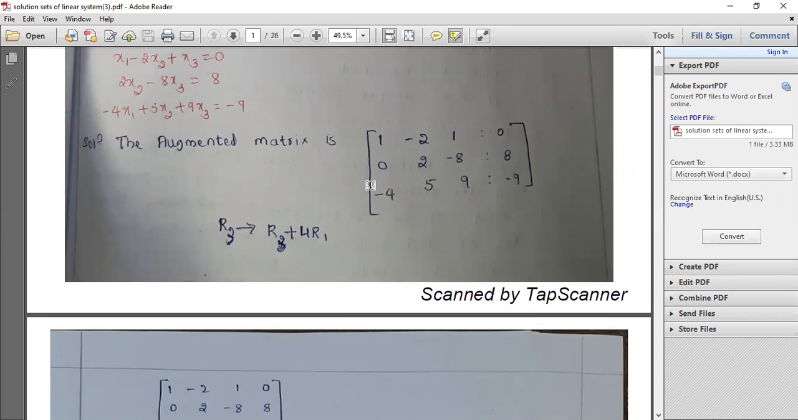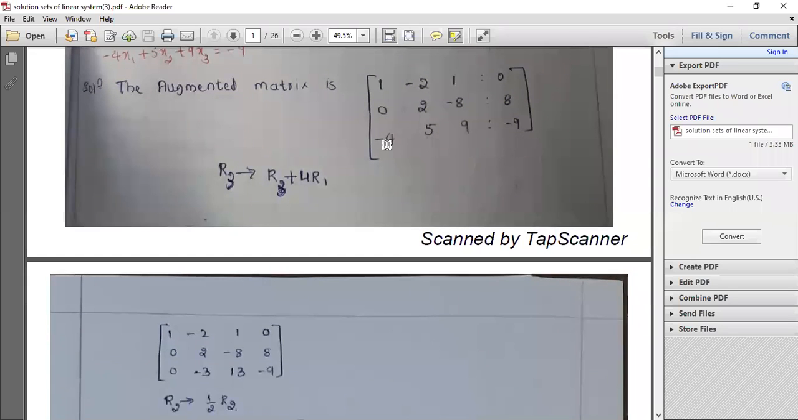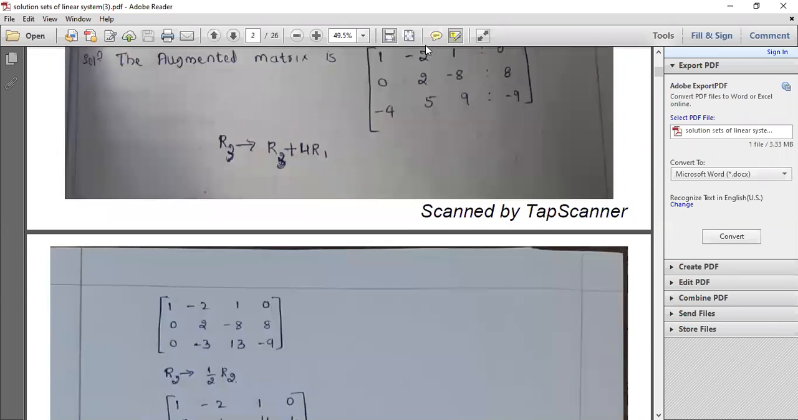So everywhere we'll be using this concept only. Now let us start with the row operation. Since here I have minus 4, I want to eliminate this. So I use R3 changes to R3 plus 4 times R1. By doing so, the first row stays 1, -2, 1, 0, and the second row also as it is. The third row will be: minus 4 plus 4 is 0, 5 minus 8 is minus 3, 9 plus 4 is 13, minus 9 minus 0 is just minus 9.